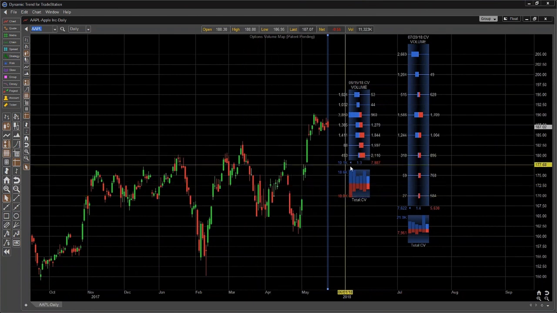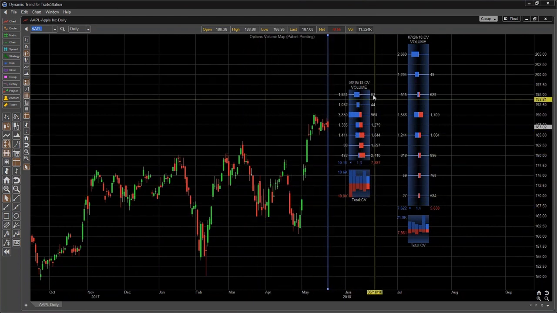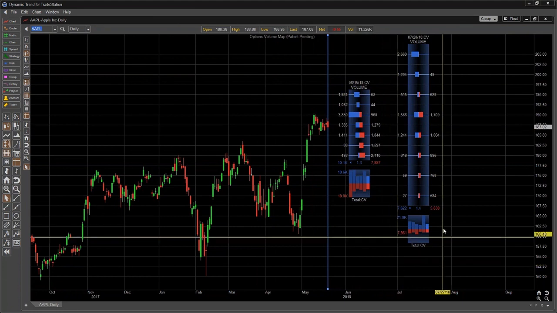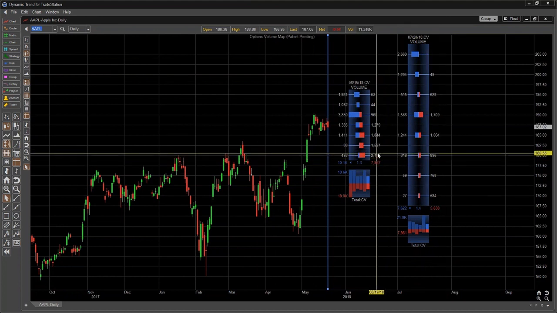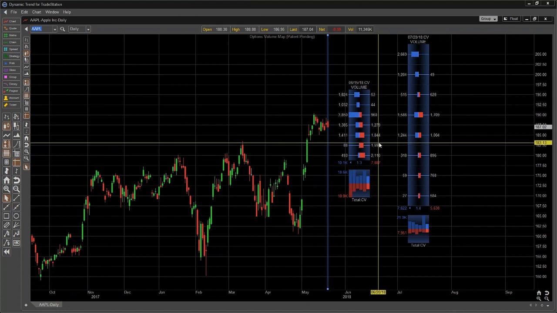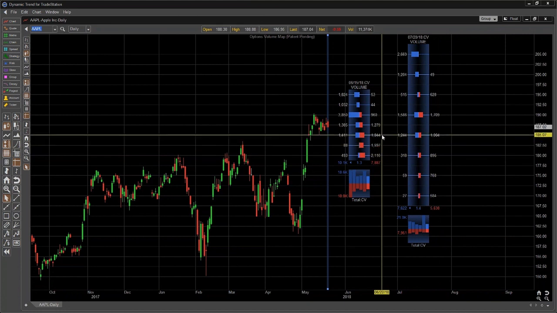Each one of these blocks that I'm showing you represents a specific expiration. It could be a monthly or a weekly going out into the future. And each one of these horizontal lines going through these represents a strike price.